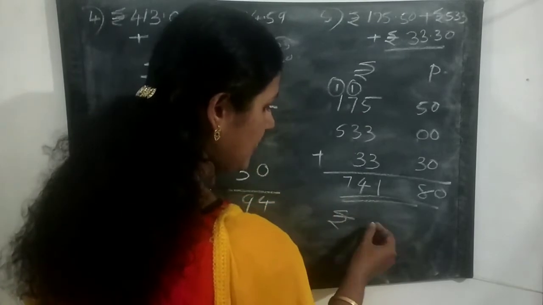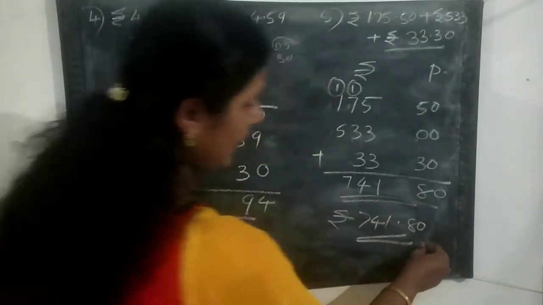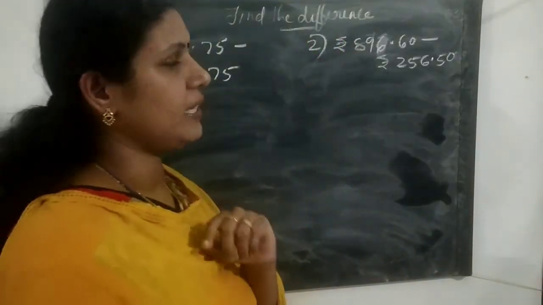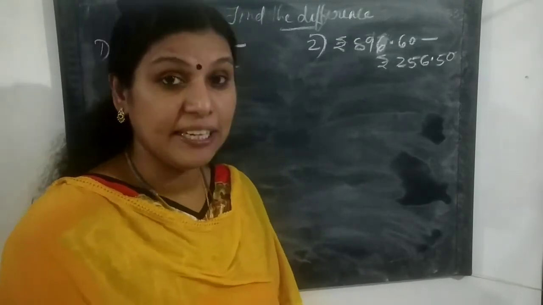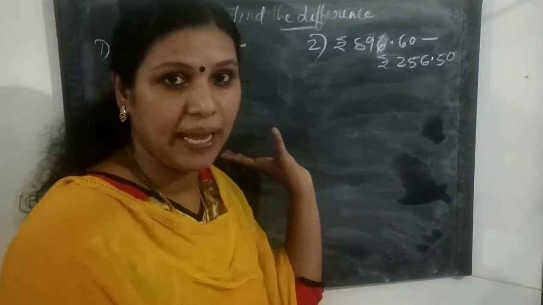Then rupees 741.80. Okay, understood. We are going to study how to find the difference. Difference means the result we get from subtraction is known as difference. So here we have to find the subtraction.